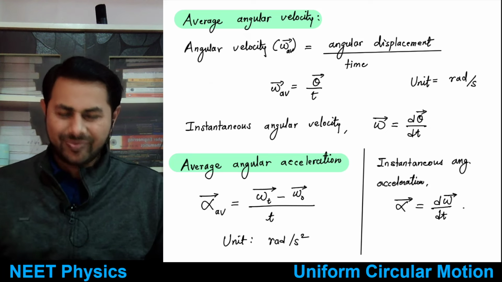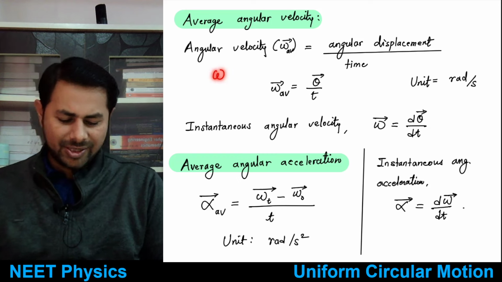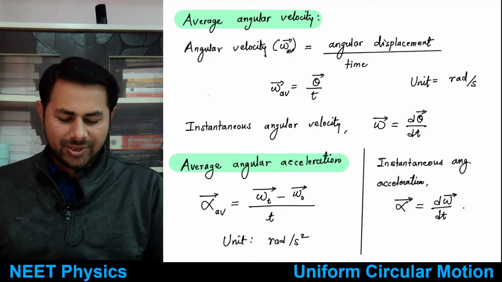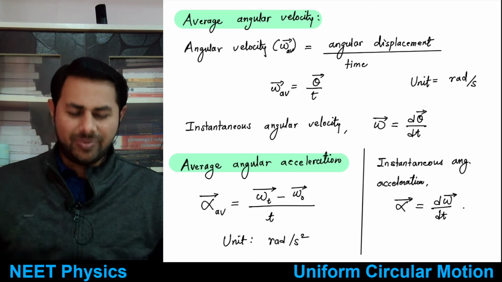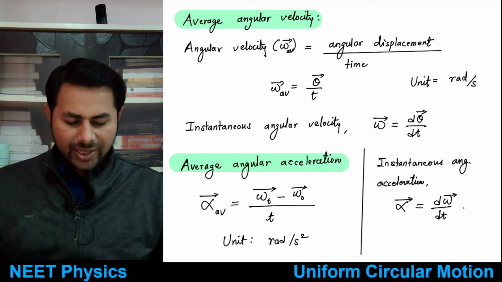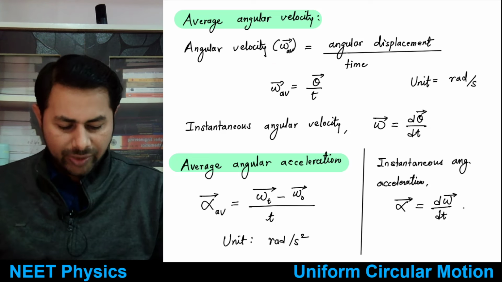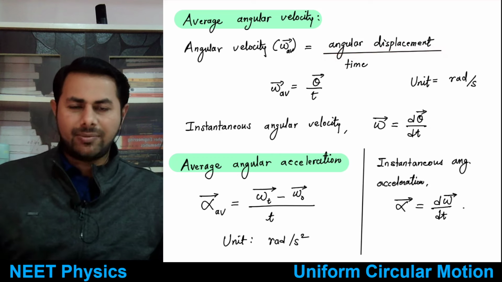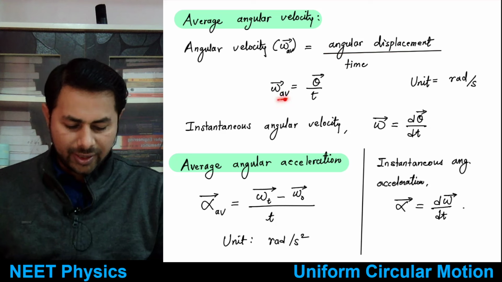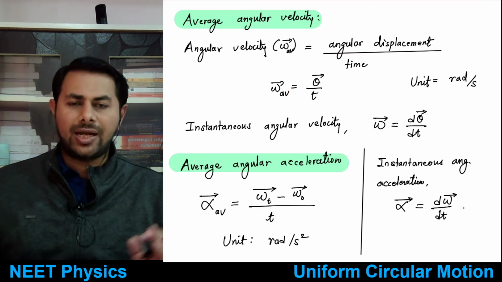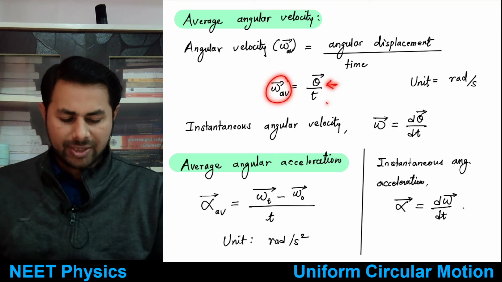Angular velocity is denoted by the letter omega, right? It is a little bit curly W, but some people just write W like this. Practically there is no difference. So this is omega. How do we define it? Angular displacement divided by time, and I have put the suffix AV to show that it's an average angular velocity. So what is average angular velocity? Angular displacement divided by time.